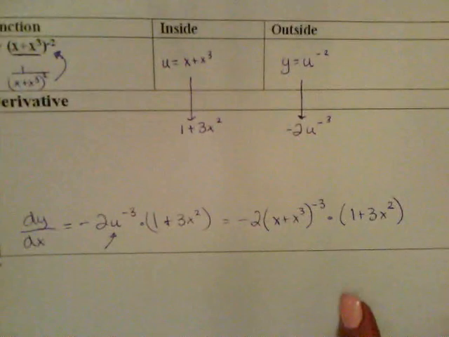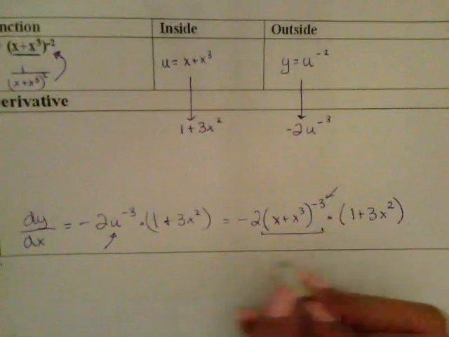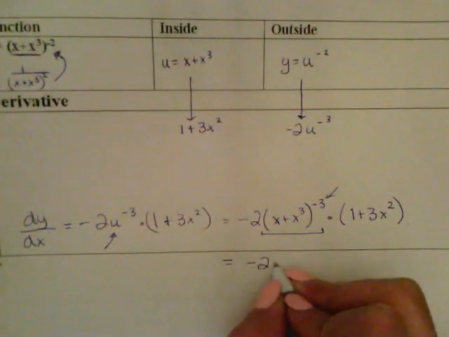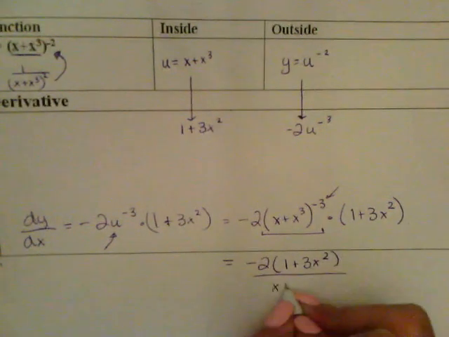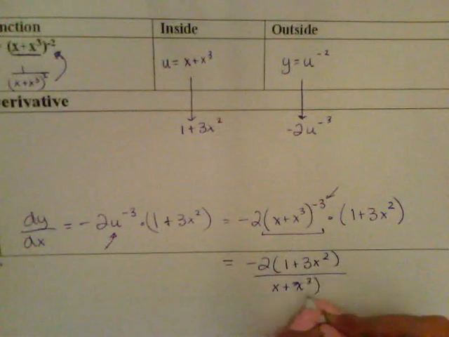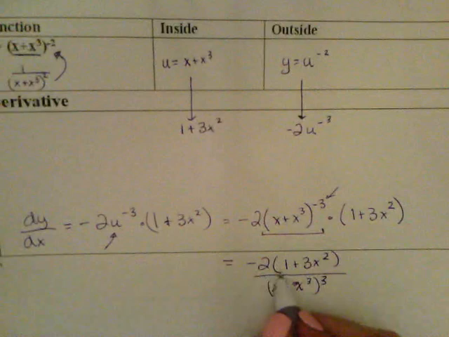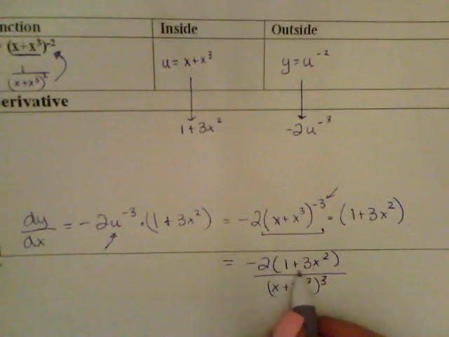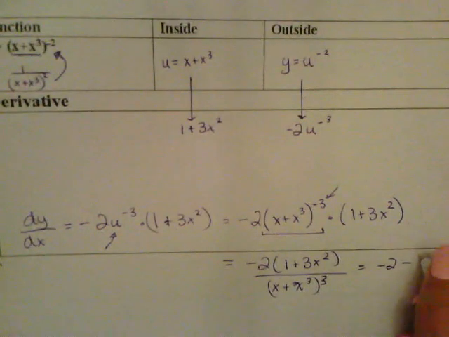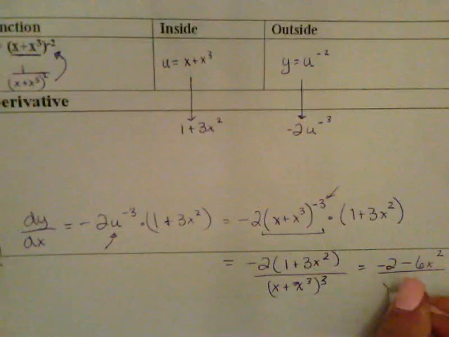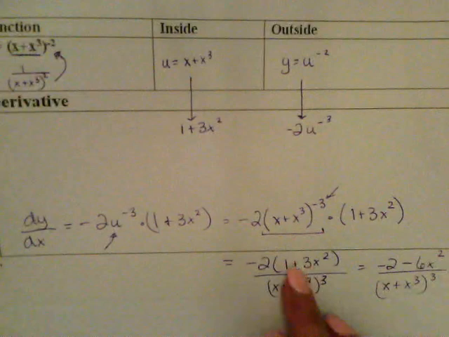Now remember, on the exams, we don't like negative exponents, so this part right here, I'm going to rewrite it, and I'm going to send it down to the denominator, and it's going to become cubed. You could simplify this one more step by saying negative 2 minus 6x squared over all of that. But this is fine. Okay?